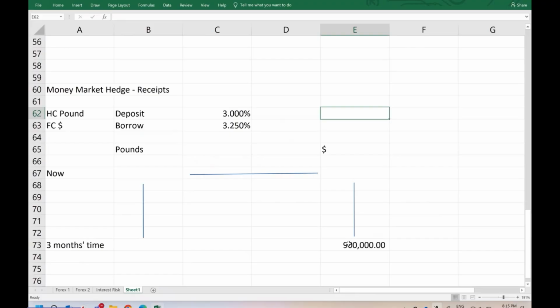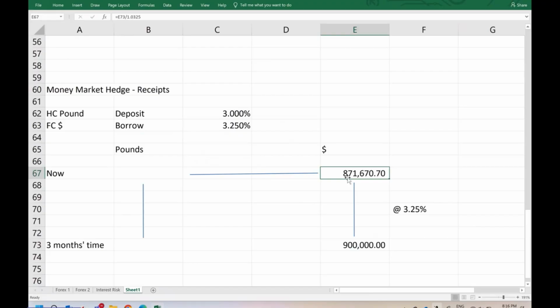So this is the dollars. Use the dollar rate, which is 3.25%, to discount it to today's value. What value will you get today? 900,000 divided by 1.0325. That means the present value of 900,000 is 871,670.